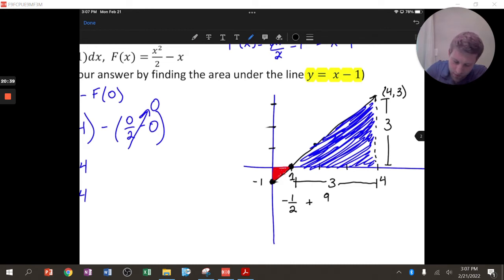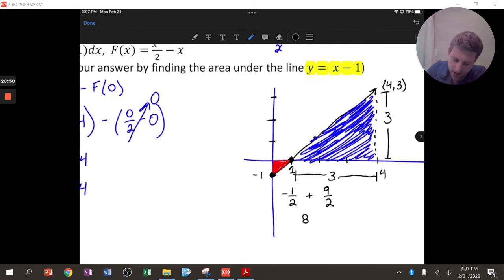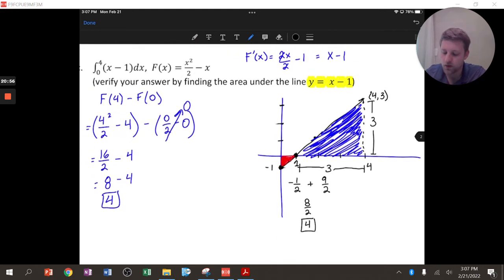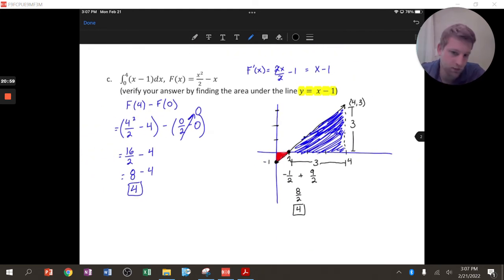And so 9 halves positive for the area would be added to the negative 1/2 area that's in red. So if we add these together, it looks like we'll get 8 halves, or again 4 units of area here, which is exactly what we found when we considered the fundamental theorem of calculus. So in this case, it was easy enough to algebraically work through the area underneath this line, accounting for the area above and below the x-axis. So this checks out with our fundamental theorem.